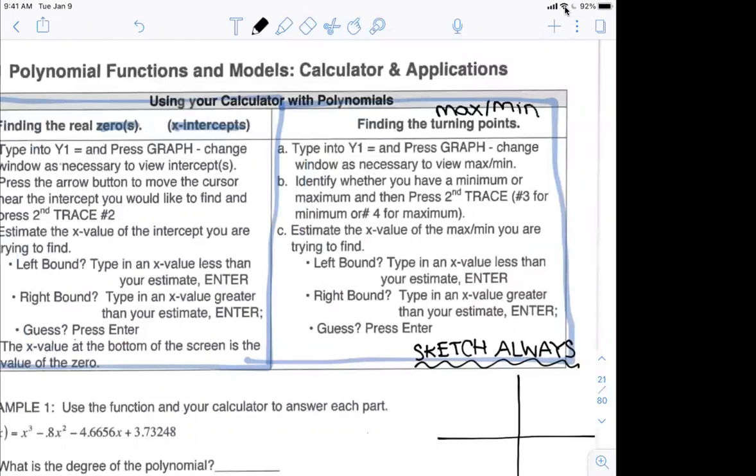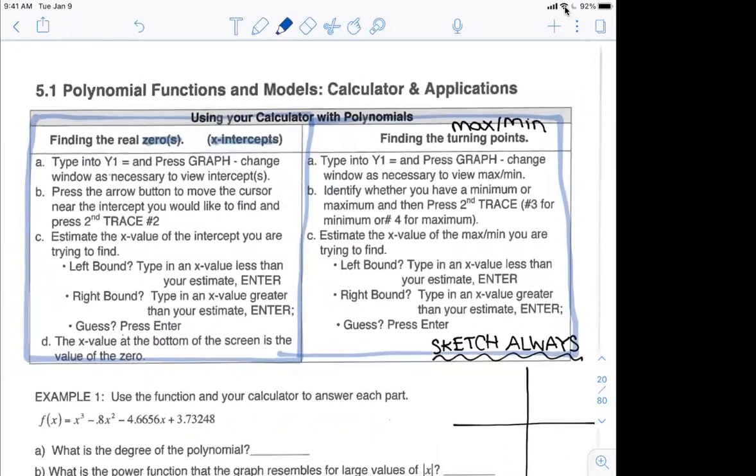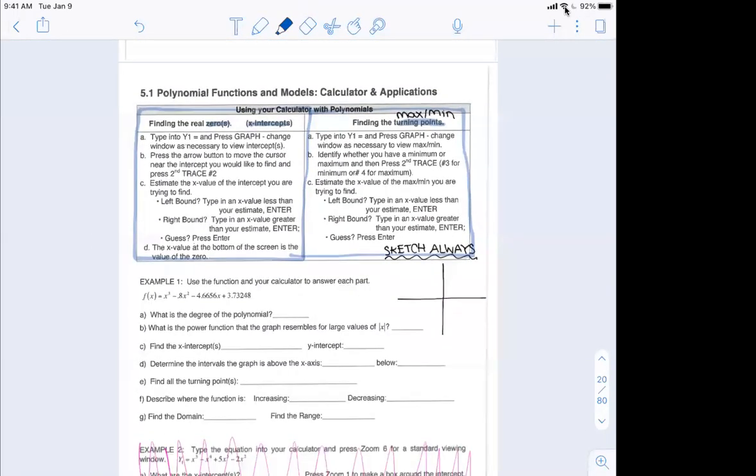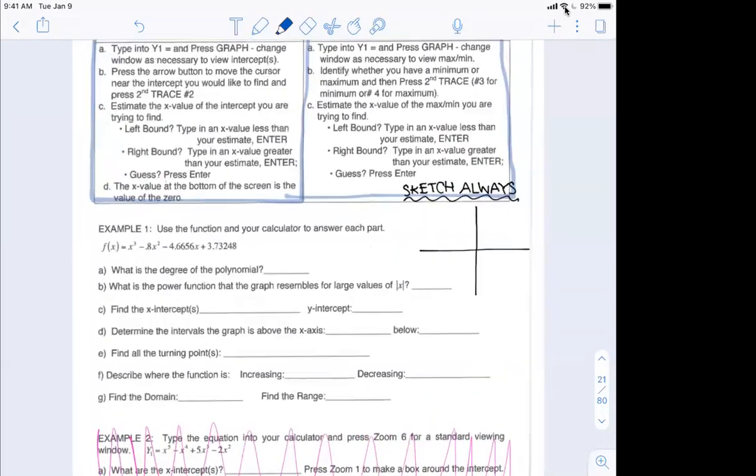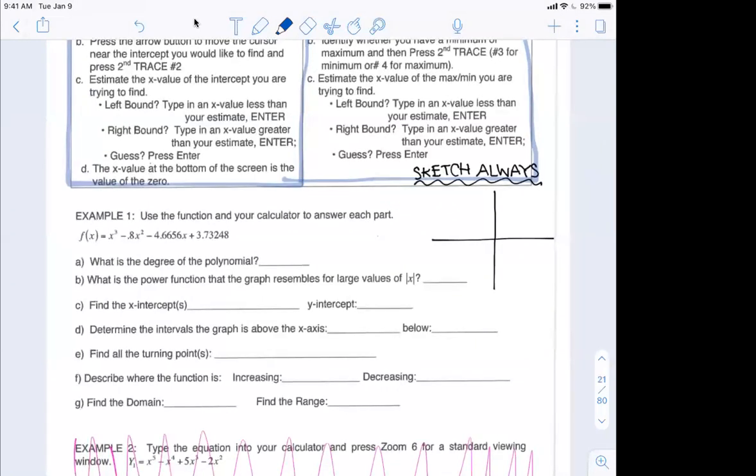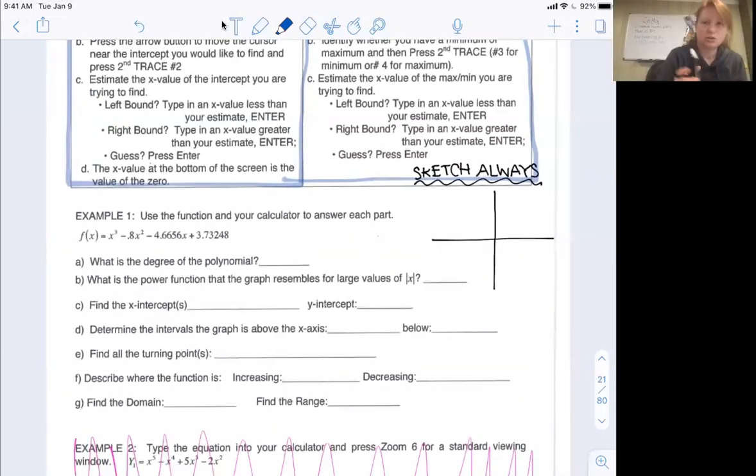Okay, so you have to know if it's a max or min when you're actually doing it. So those are the directions. I'm going to talk you through this problem. We'll do another one in class, but I'm going to start by typing in that y equals. So right here, you should be typing in the y equals exactly how it has listed.